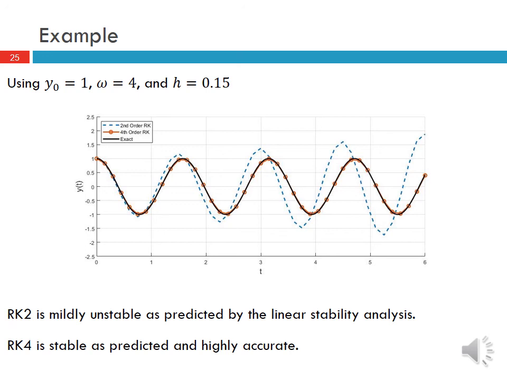As you can see in the figure, the black line is the exact solution, the blue dashed line is RK2, and the orange line with the circles is RK4. So you can see that it is stable and produces a very accurate solution with virtually no phase error or amplitude error for this problem.